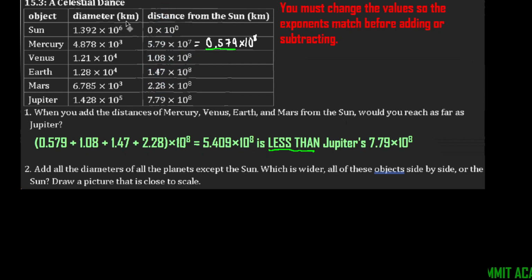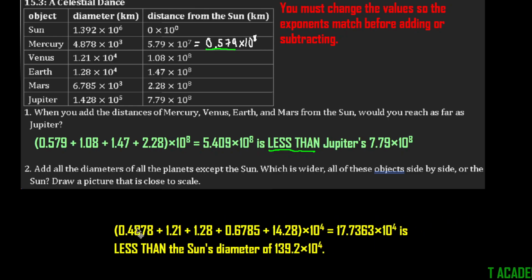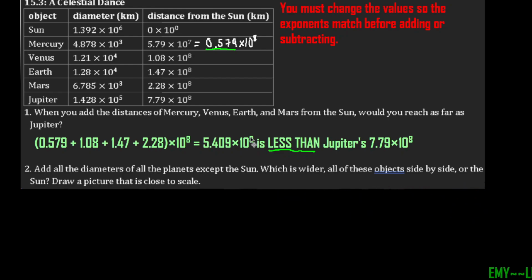All right, and then for number 2, it says add all the diameters of all the planets except for the Sun. Which is wider, all those objects side by side, or the Sun? So what we can do is, let me do the diameters first. I have to change some of these numbers, so let's change them to have times 10 to the fourth power.